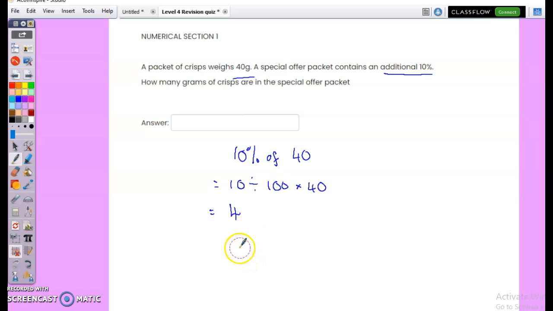We want to know how many grams are in the packet. So we add it on and we get 44 grams. Because you're doing it on Numbas, no units, just type your answer 44 in.